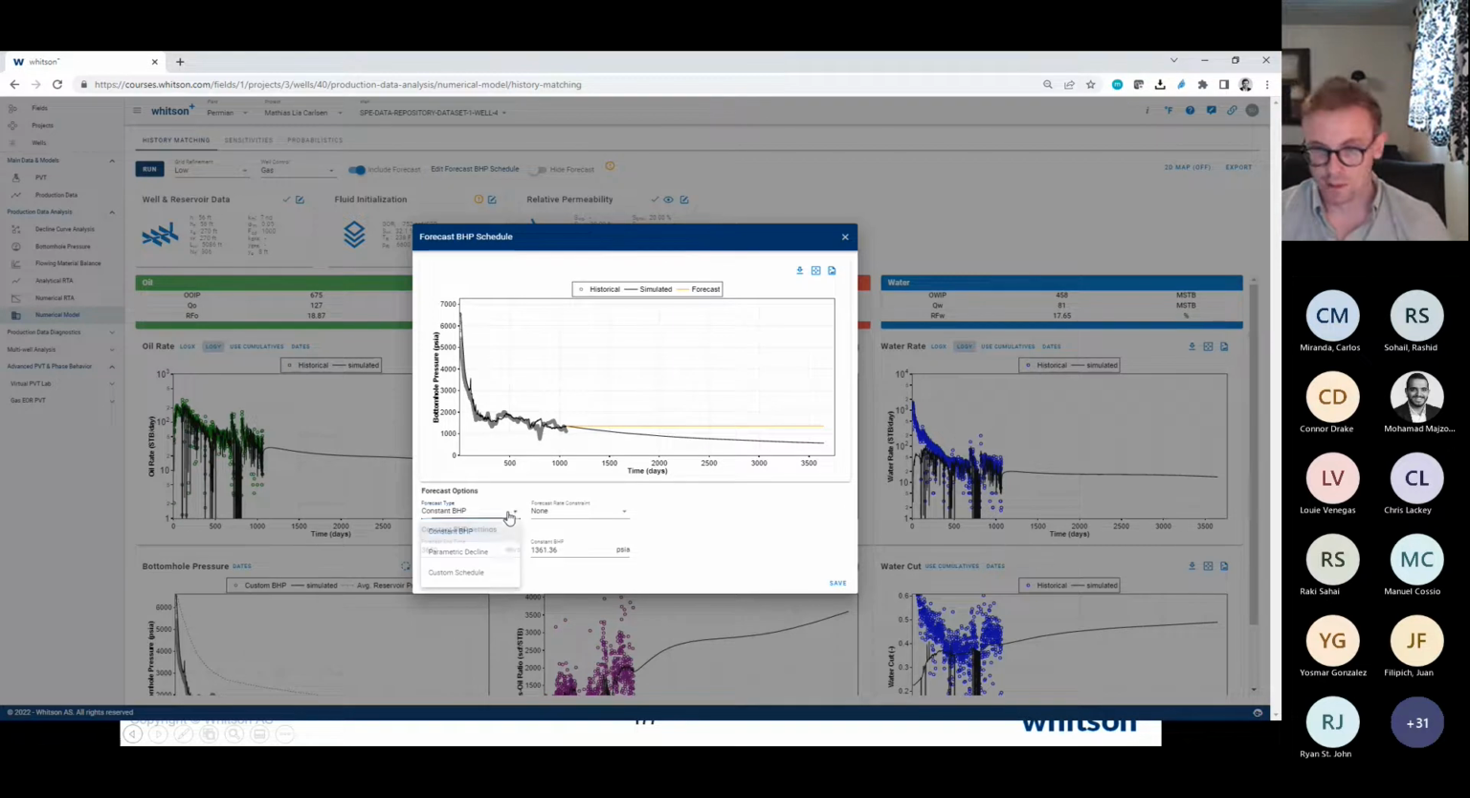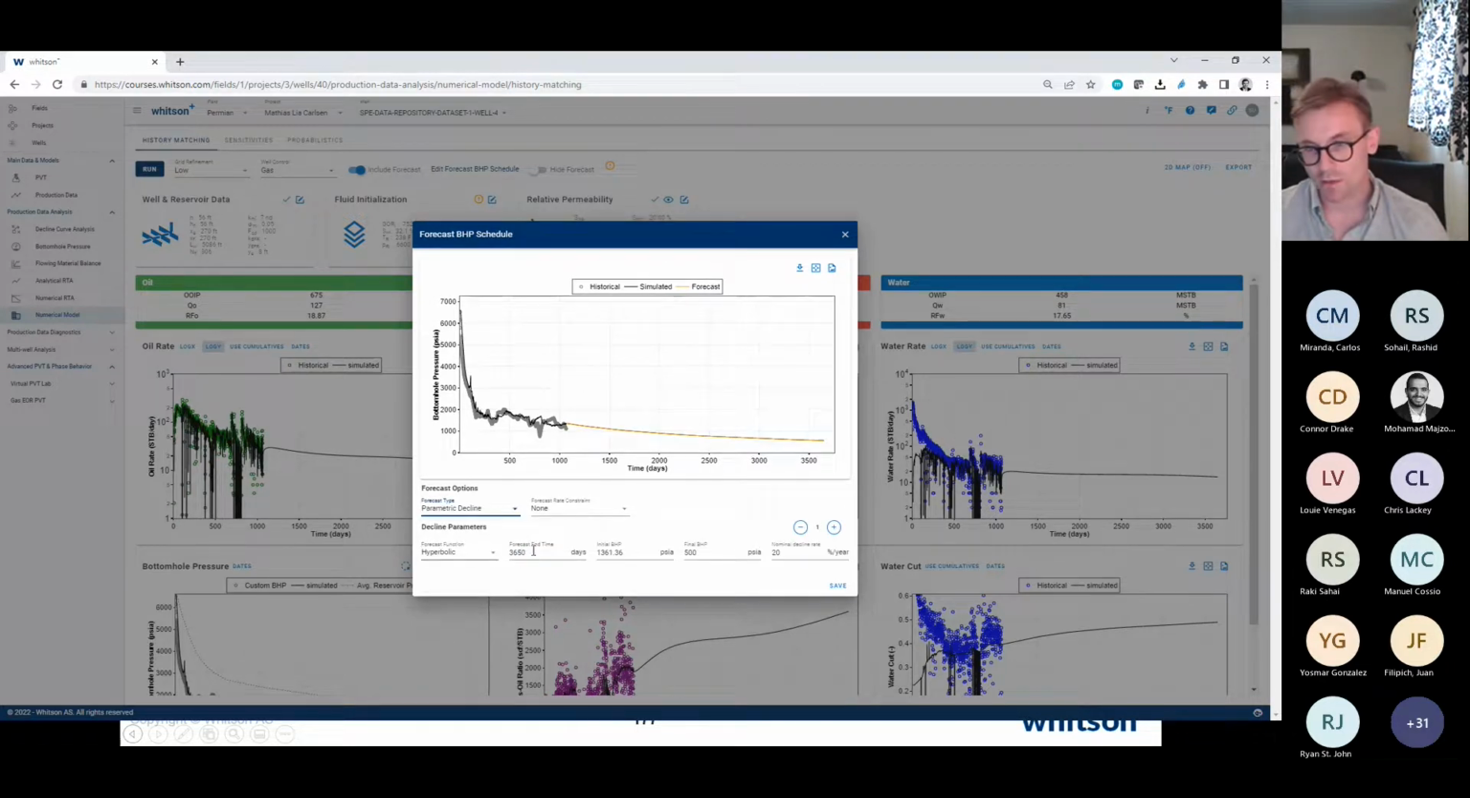But probably a more flexible and popular feature is to use the parametric decline, where you say, okay, I want my initial BHP to be 1361, and then my final BHP to be whatever, and then I can simulate that out for 10,000 days, for instance, and then run that forecast. So that is that in a nutshell.